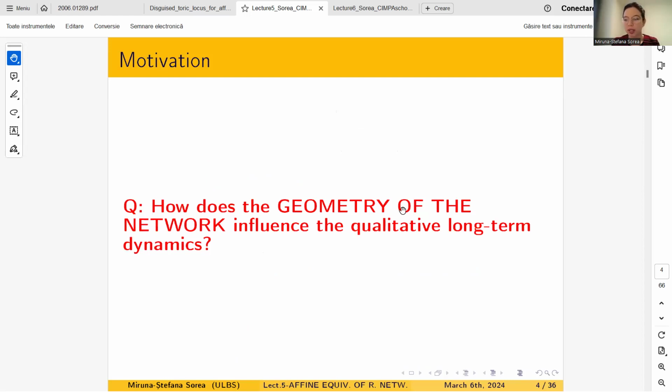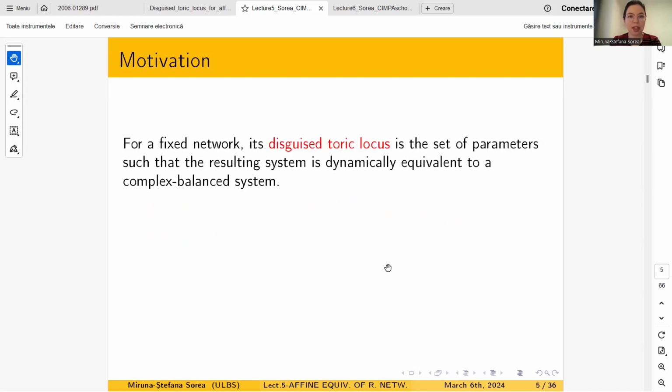So what is the motivation of this lecture? Essentially, we want to know the answer to the following question. How does the geometry of the network influence the qualitative long-term dynamics? So we would like to see what we can answer from this question, and how we can take advantage of the geometry to infer directly some answers about the long-term dynamics of the system. Recall, for a fixed network, the disguised toric locus is the set of parameters such that the resulting system is dynamically equivalent to a complex balanced system.